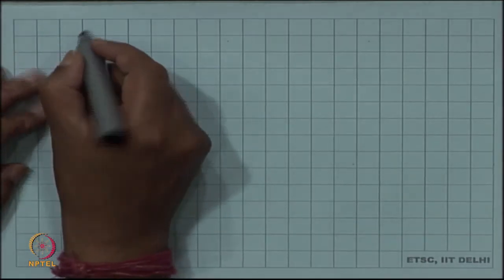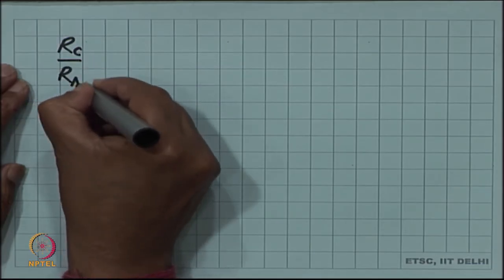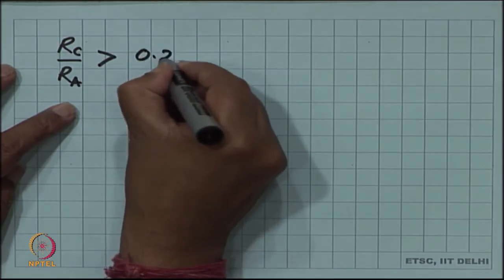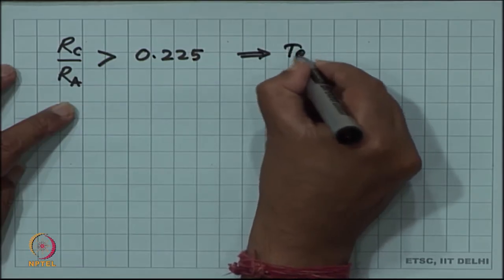So, actually stable structure for tetrahedral coordination will require a value larger than this. By the same argument, if we now write Rc by Ra greater than 0.225, this will imply tetrahedral coordination.